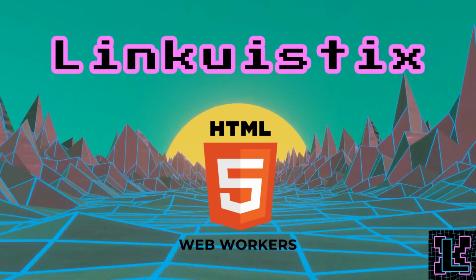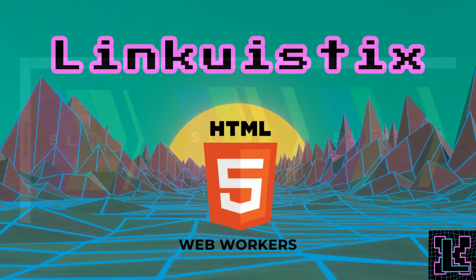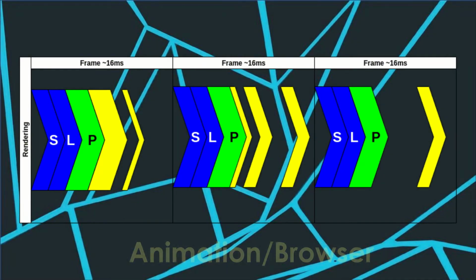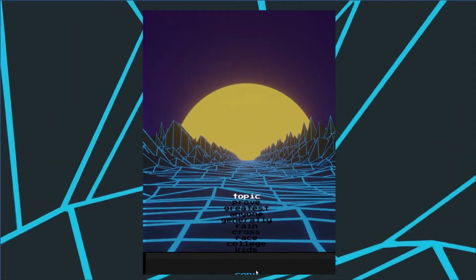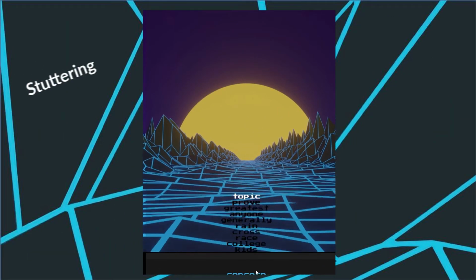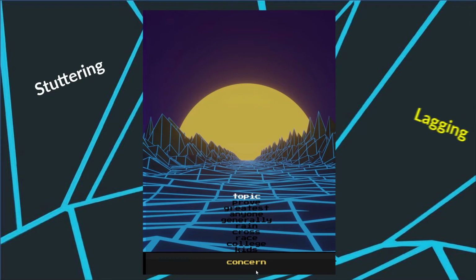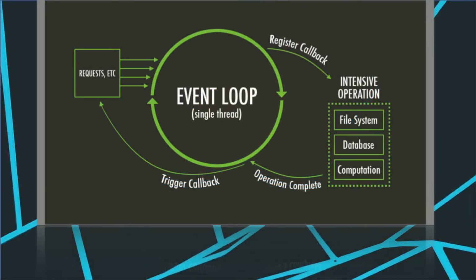Because the TensorFlow calculations are time-consuming and processor-heavy, running the word embeddings alongside the Pixie animations caused both the animation and the tensor embeddings to run extremely slowly. This resulted in stuttering and lagging gameplay, and a hefty delay before the first round started. This is due to JavaScript's single-threaded nature. Only one thing can be done at one time.